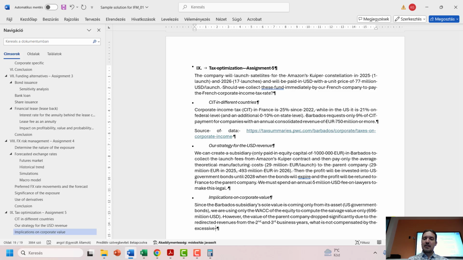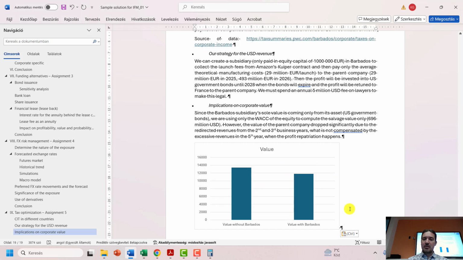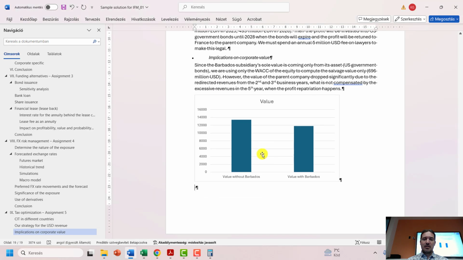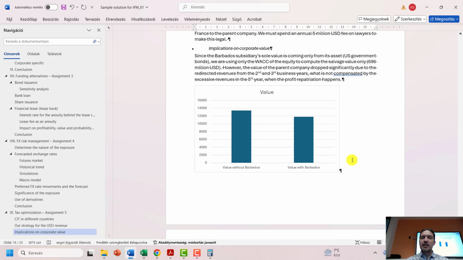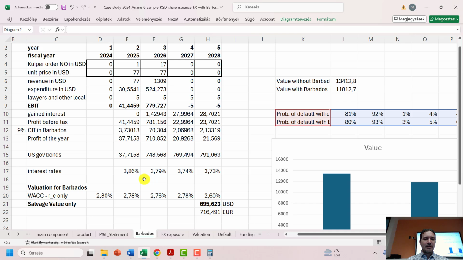Which is not compensated by the excessive revenues in the 5th year, and the profit repatriation happens. Okay, so we have the value here, and also the same thing happens in probability of default, so we can see that this harms the company because it slightly increases the probability of default, and that's why not the greatest idea. Okay, we can say that yes, but can we make this better?